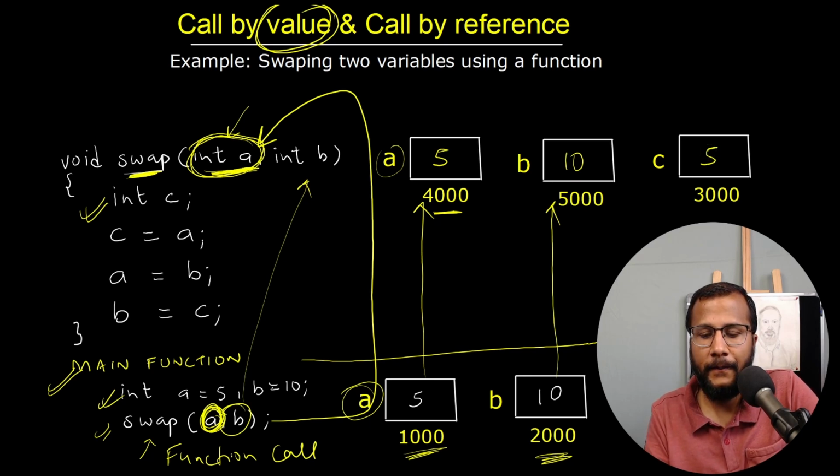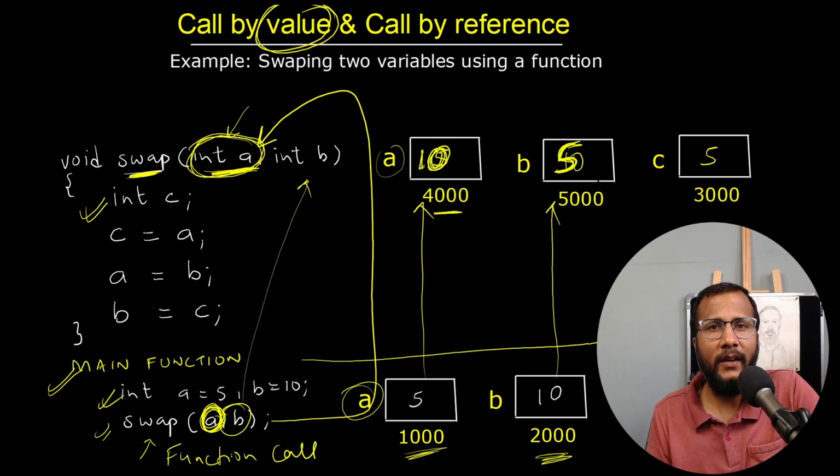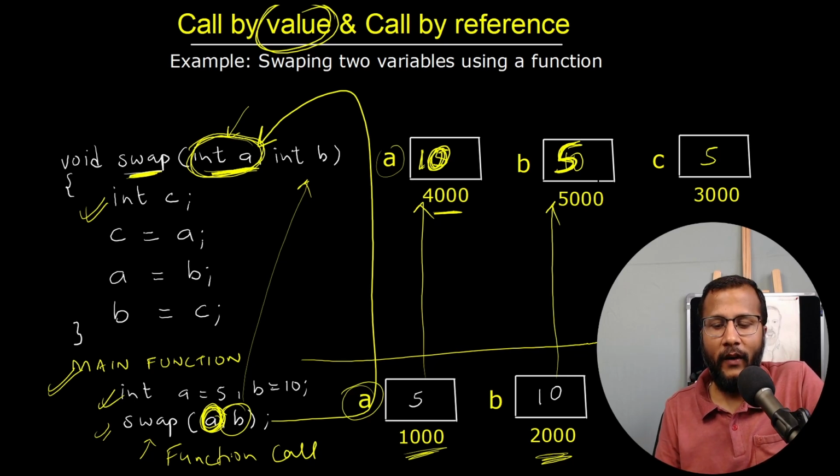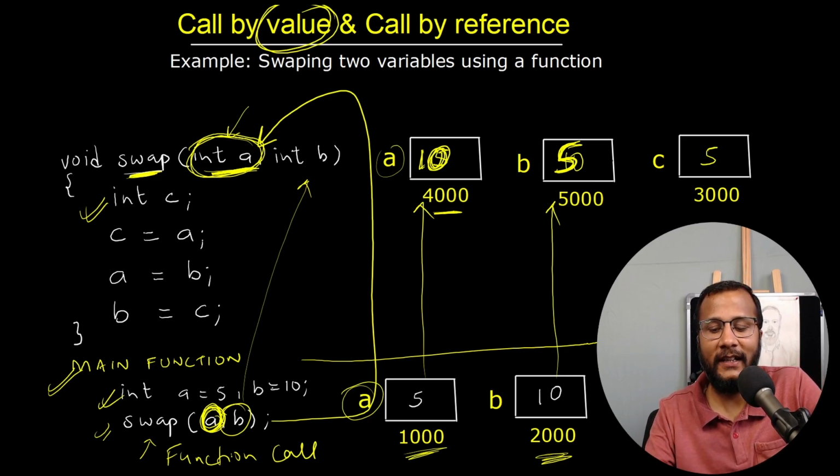a equals b. Now all these changes are happening in the swap function. a equals b, so b would be copied here, so this would be 10. And b equals c, so this would be 5. So the values actually changed, right? But why could we not get the output? Values are changed in the swap function and not in the main function. So these are our main variables, right? What we did was we tried to print the values of a and b. So before the swap, a and b in the main function are 5 and 10.